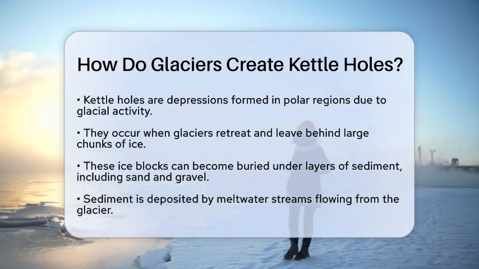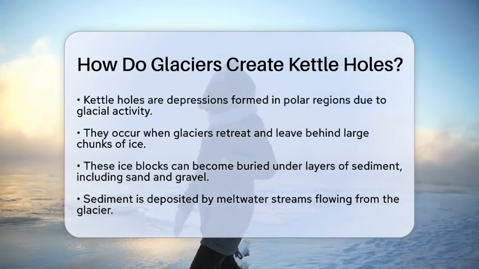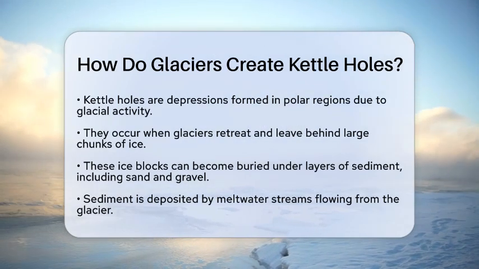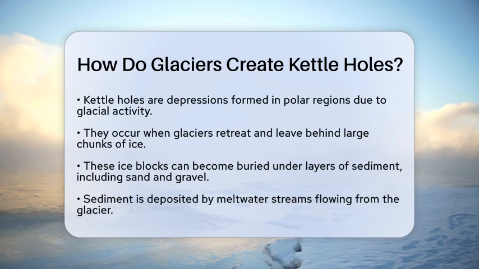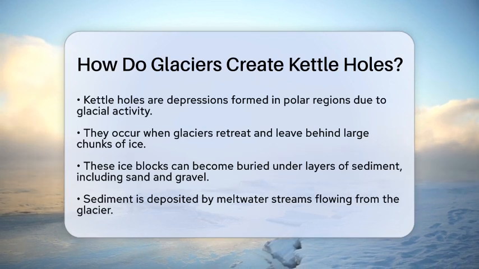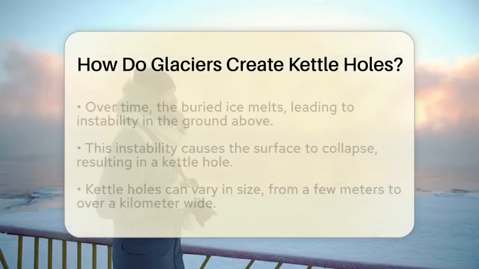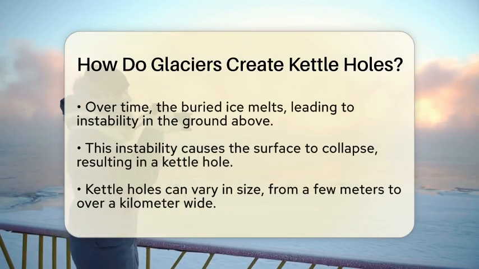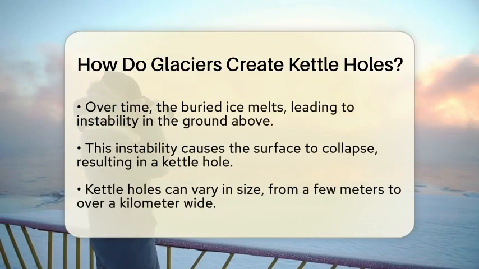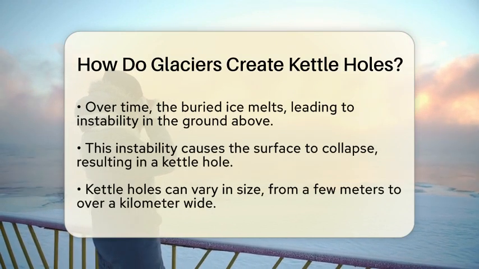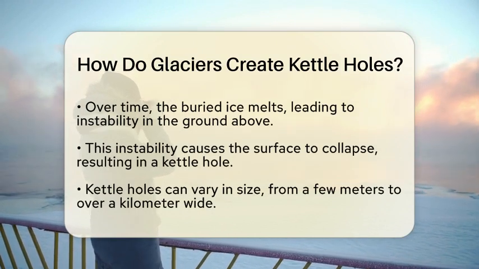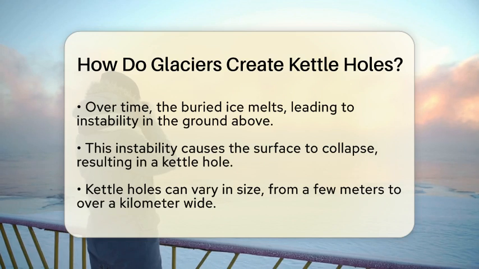This sediment is often made up of materials like sand and gravel, deposited by meltwater streams flowing from the glacier. As time goes on, the buried ice blocks gradually melt away. This melting process creates a problem for the sediment above. Once the ice disappears, the ground that was once supported by it becomes unstable. The result? The surface collapses, forming a depression known as a kettle hole.